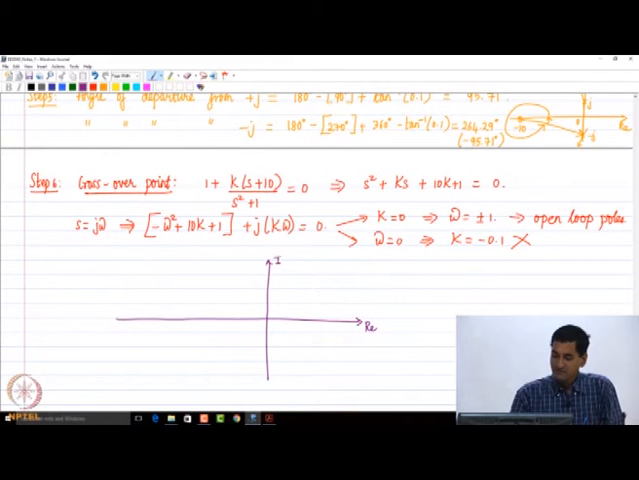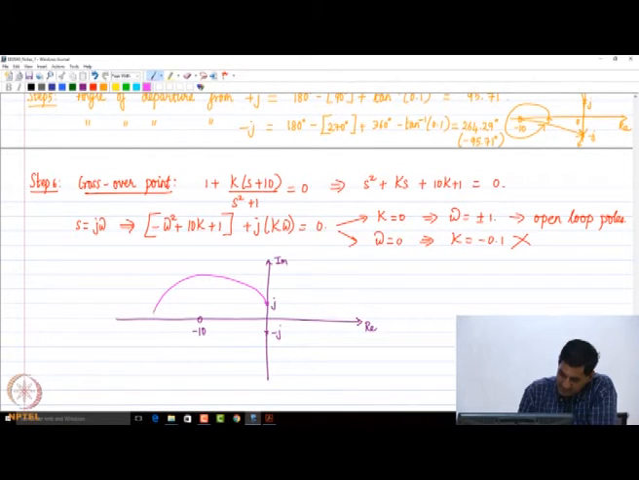Let me quickly finish that and then we will stop. The open loop poles are at plus j and minus j, and we have an open loop 0 at minus 10. What is going to happen to the root locus is that we are going to have two branches which come like this. Of course, they are mirror images of each other. They intersect at minus 20.05. Then I have one branch going like this, another branch going like this.